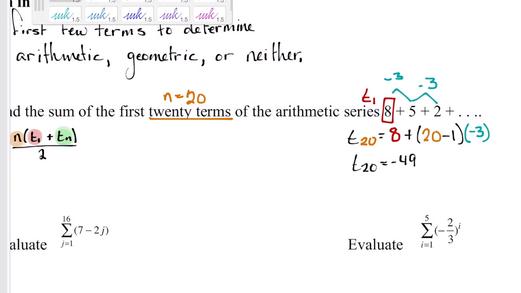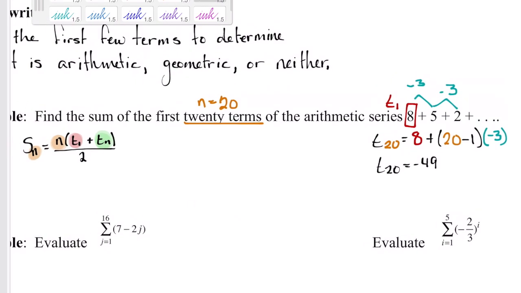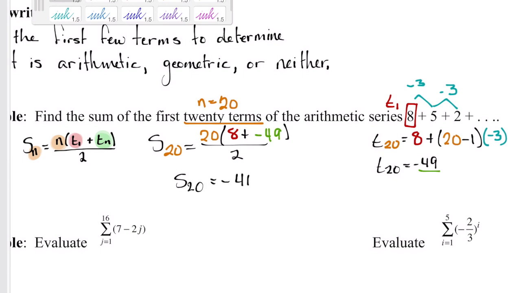So my last term, my t sub n, is negative 49, and now I have everything that I need in order to figure this out. So I'm plugging in: S sub 20 is equal to, I know 20 is my n, multiplied with the sum of my first term and my last term, and this is going to be all over 2. When we plug this in, we do want to be careful about the order of operations. So we're doing that 8 technically minus 49 first, and so S sub 20 at the end is going to be negative 410.